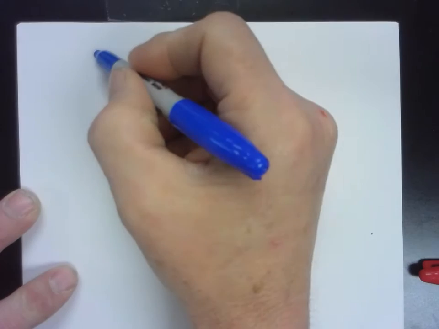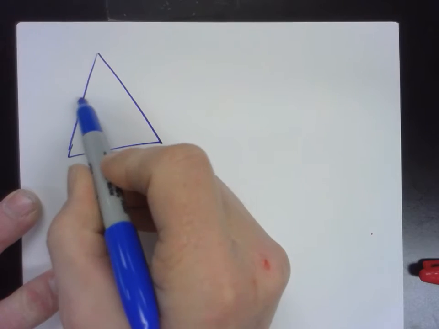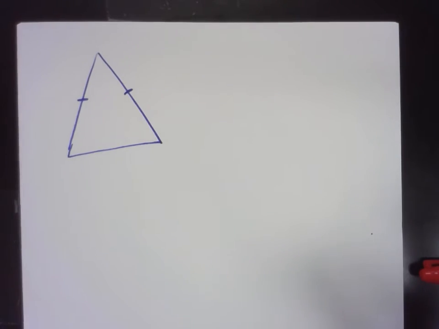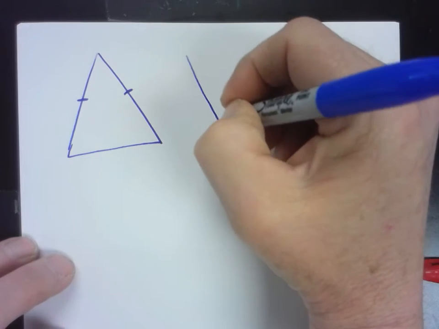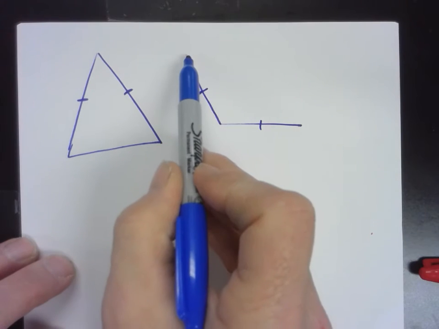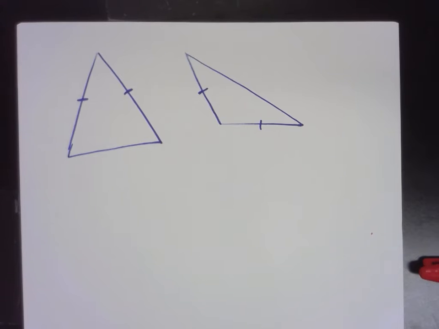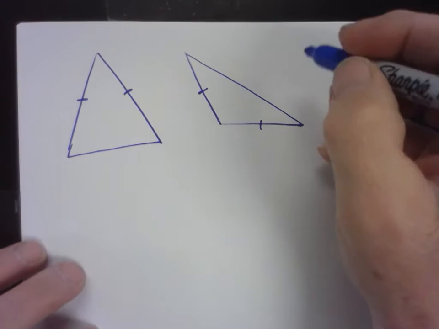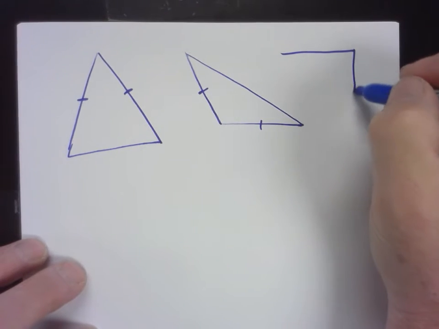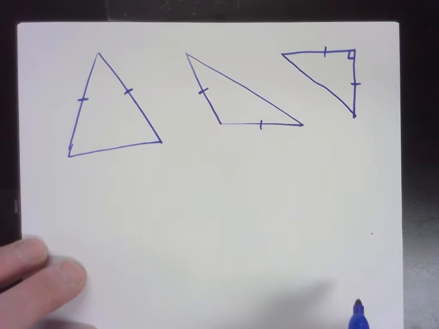Let's talk about an isosceles triangle for a minute first. Most of the time when we draw an isosceles triangle, we draw one that is acute like this. But it doesn't have to be acute. We can have an isosceles triangle that is obtuse. What about a right isosceles triangle? Is that a thing? Yeah. We can have a right triangle that is in fact an isosceles triangle as well.